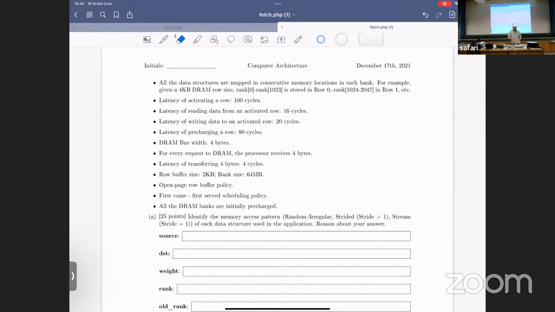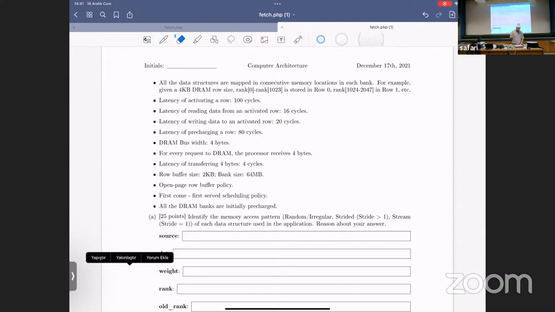If we have a 4 kilobyte DRAM row size, then rank zero up to rank 1023, assuming that each element has 4 bytes, is stored in row zero. Rank 1024 up to 2047 is in row one, et cetera. The latency of activating a row is 100 cycles. This will be needed in some calculations. The latency of reading data from an activated row is 16 cycles. The latency of writing data to an activated row is 20. Recharging is 80. The DRAM bus width is 4 bytes. We send and receive 4 bytes. The latency of transferring these 4 bytes is 4 cycles, the latency of the bus.